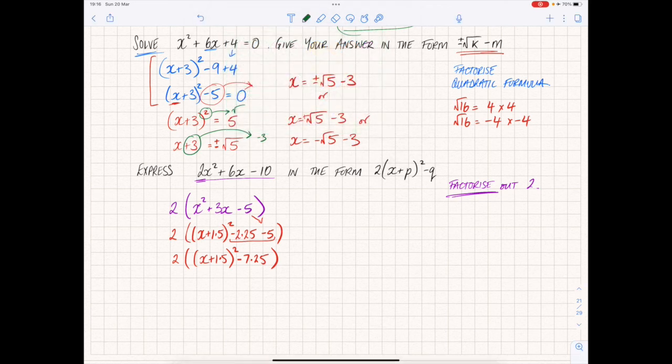And then the final step for this, the thing that makes it a little bit harder because you've got an additional step to do, is you're basically saying, right, well, 2 multiplied by that is 2 brackets x plus 1.5 all squared. You don't have to fully expand that. And then you've got to do your 2 multiplied by 7.25. In this case, it's a minus 7.25, so it becomes minus 14.5. Okay, so that is now in the correct format of what we have here.